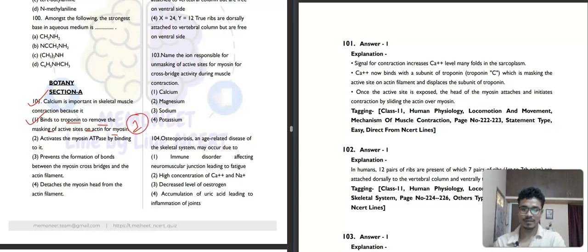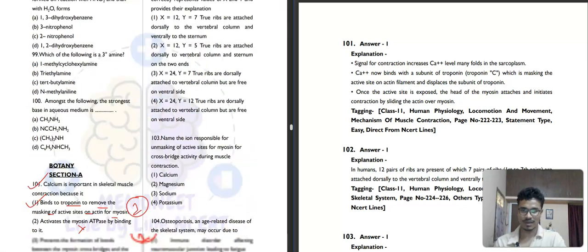Activate the myosin ATPase by binding to it? No. Prevents the formation of bonds between the myosin? No. Detaches the myosin head from the actin filament? No. So these are all the incorrect ones. So first option is our correct answer.